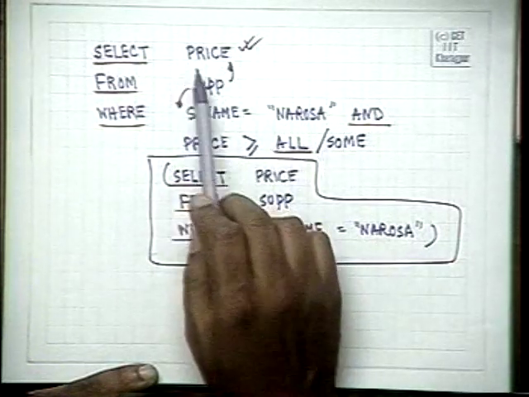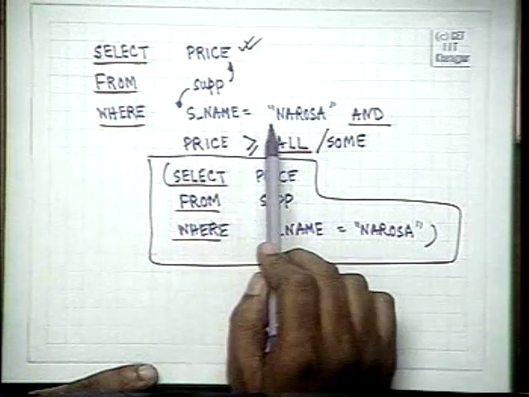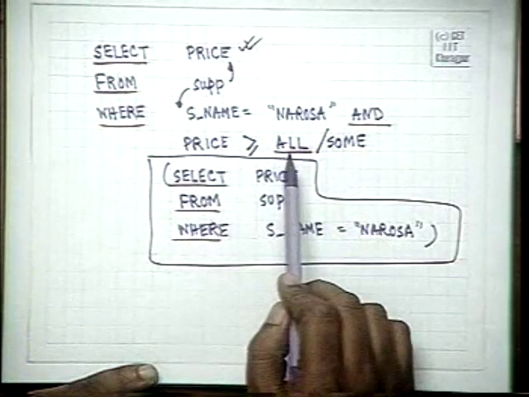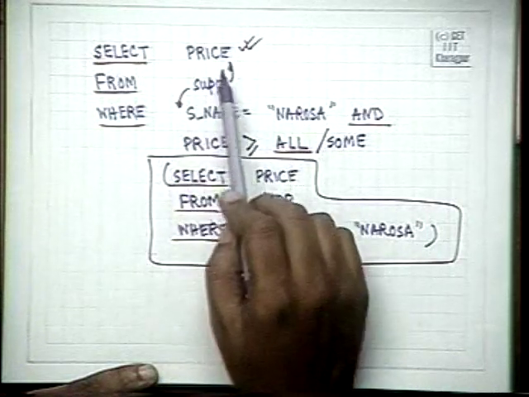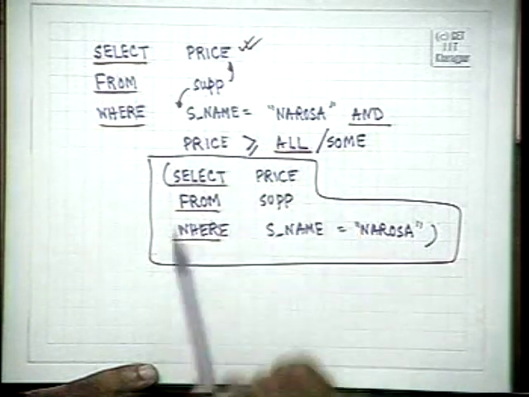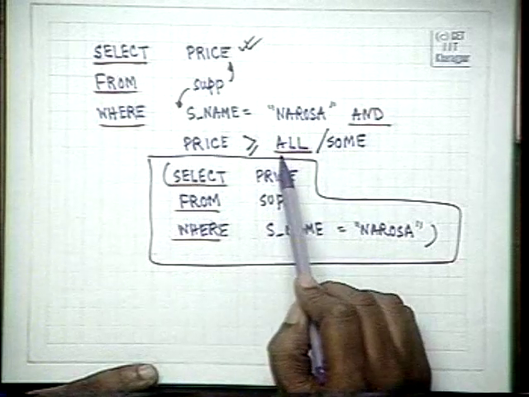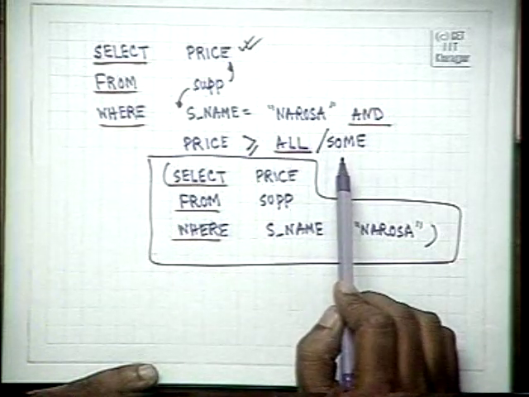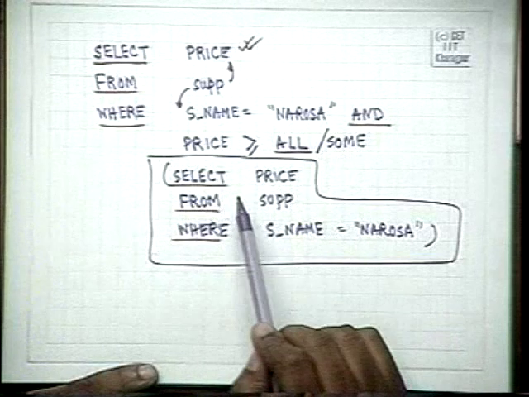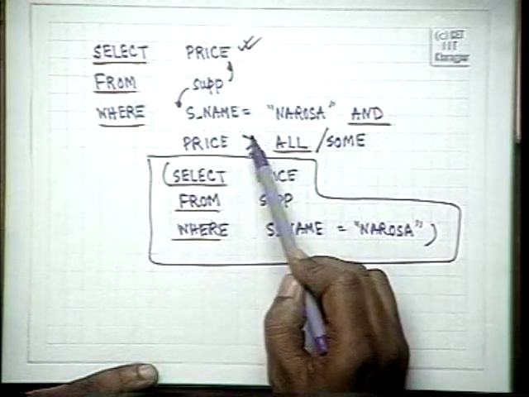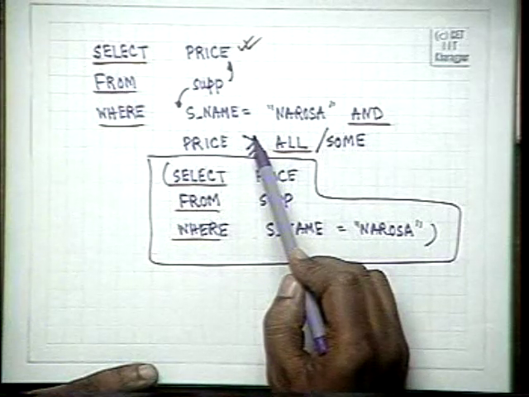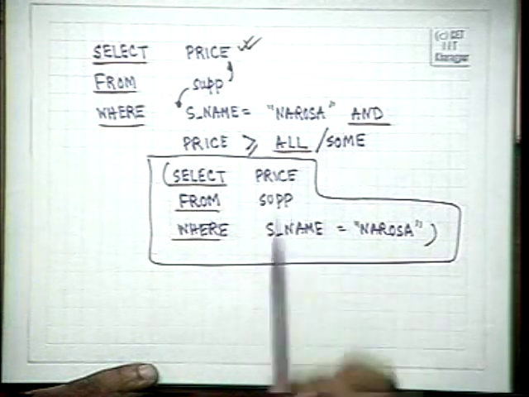And if we say select price from sub where S name is equal to Narosa and price is greater than all this, then we will get the largest price book supplied by Narosa. Other than all, we can also have some, which will give you whether there exists. And this relation can be greater than or equal to, less than or equal to, not equal to, greater than or less than.